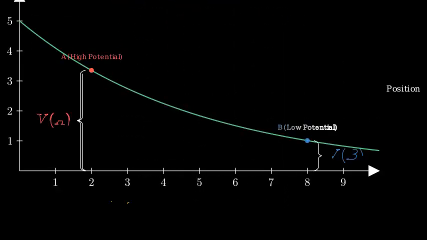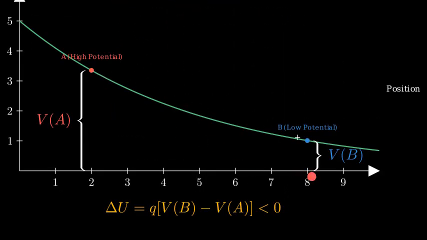Let's visualize this with an example. When a positive charge moves from a high potential region to a low potential region, it loses potential energy. Conversely, moving a positive charge from a low potential to a high potential requires external work to be done.